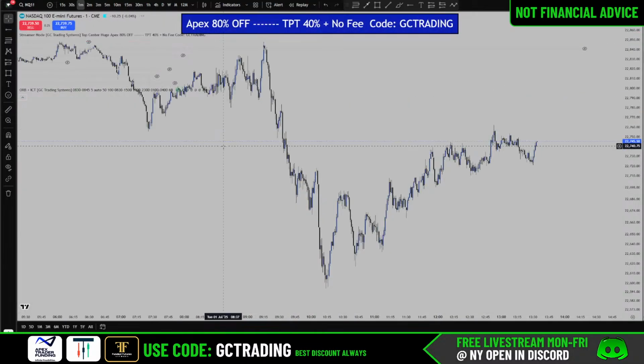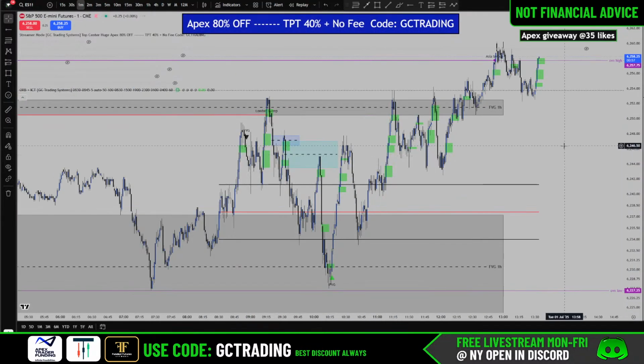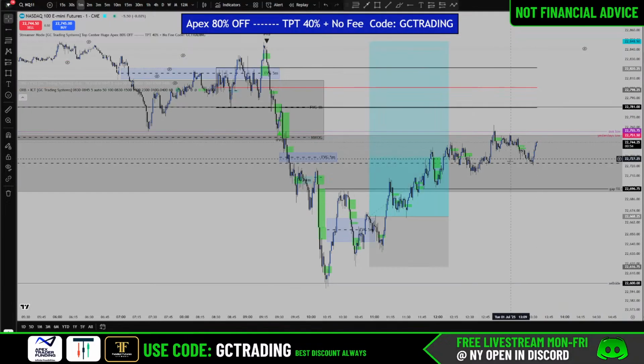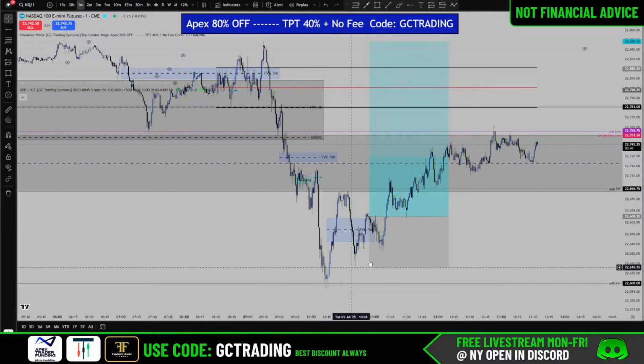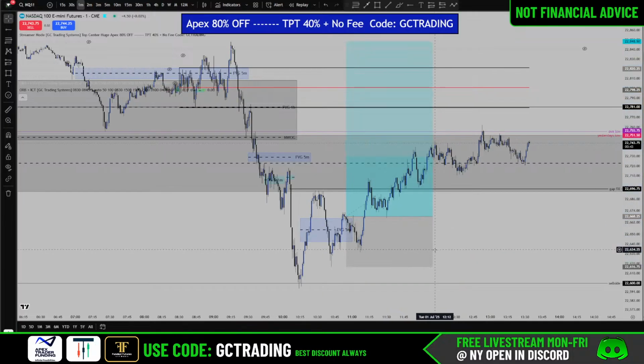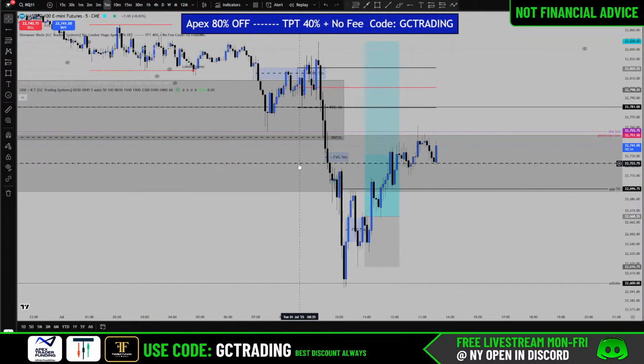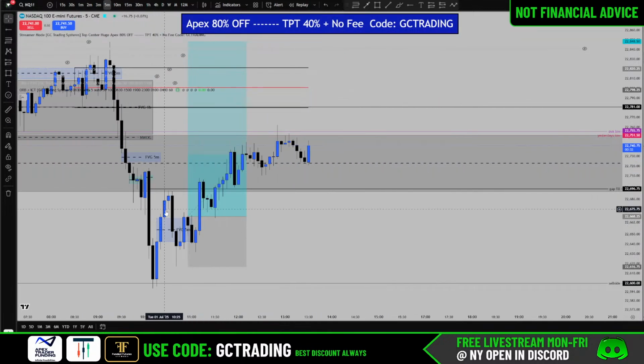Let's go over to NQ. So NQ obviously is lagging to the upside. You can see that right here. Here's our trade that we took this morning. Here's that inversion right there. Once we pulled back up through it, we took something like that.